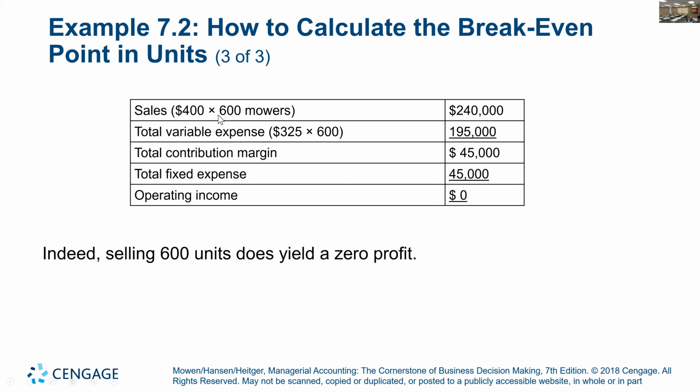This is proving it here. 600 mowers at 400, 240,000. Variable expenses 195,000 gets us a contribution margin of 45,000. That just covers all of our fixed expenses, making our income zero, or we broke even. That just kind of proves that the formula works.